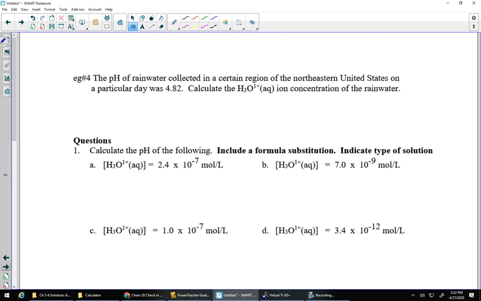Okay, let's do one more. The pH of rainwater collected in a certain region of the northeastern United States on a particular day was 4.82. Calculate the concentration of hydronium ions in the rainwater. Holy moly, I'm having a hard time reading. Try this one on your own. Put the video on pause. See what you end up with. Go ahead, do that right now.